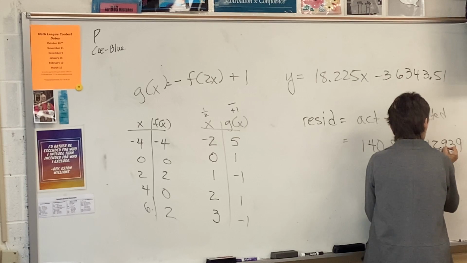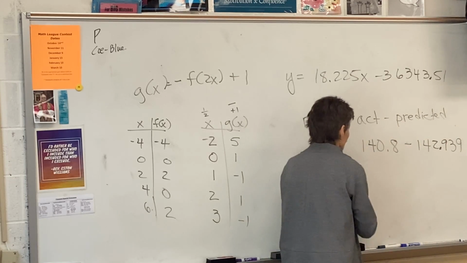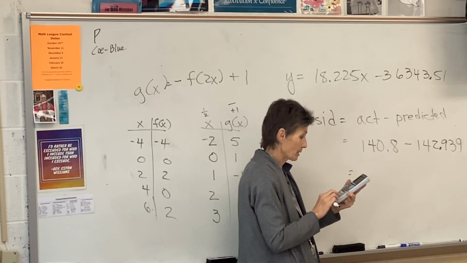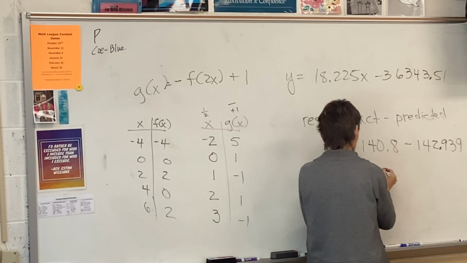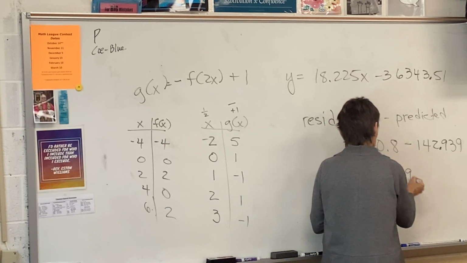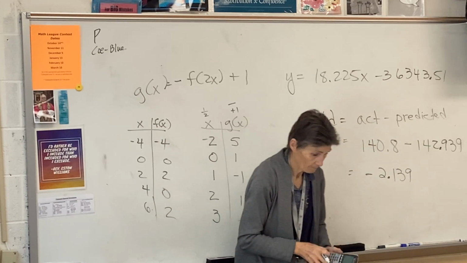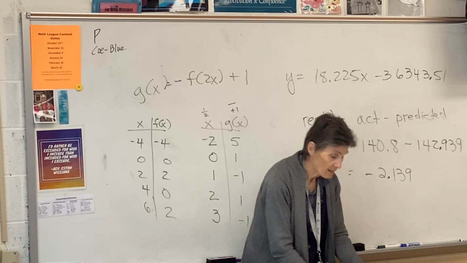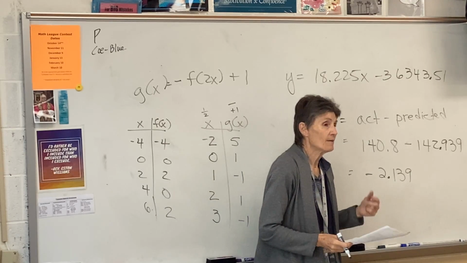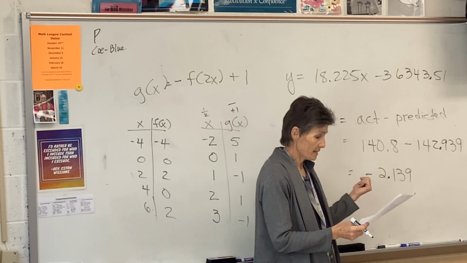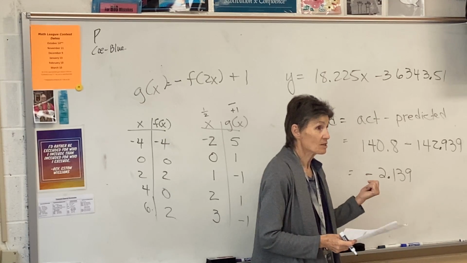That's 142.939. So subtracting, the residual is negative 2.139. And what would be the unit on that? That's 2.139 million subscribers.